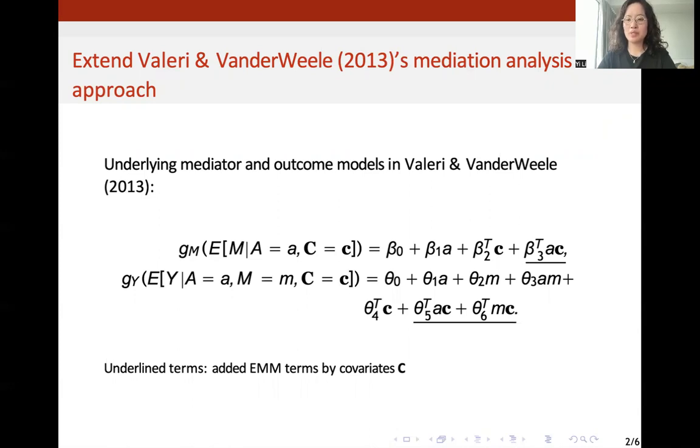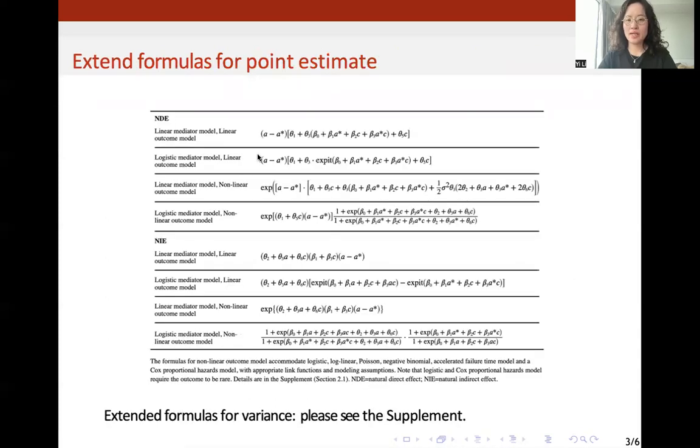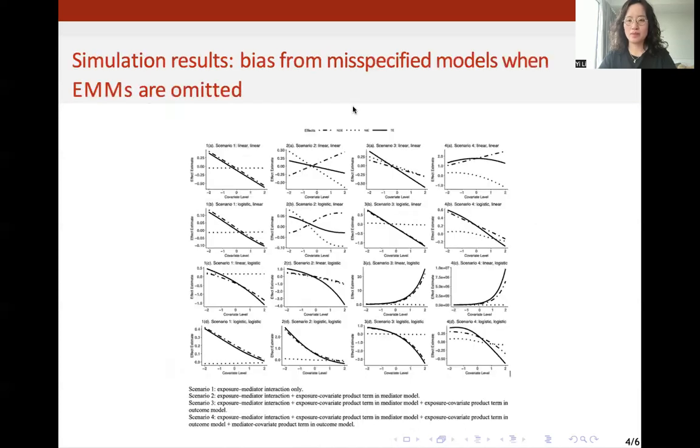Oftentimes, investigators may be interested in studying how certain covariates can modify NDE and NIE, and the proportion mediated. We extended VanderWeele and Vansteelandt's approach by including EMM terms. We derived formulas for both point estimates and the variance, for total effect, NDE, NIE, and proportion mediated. We discussed when conditional NDE and NIE estimates at the mean covariate level coincide with the marginal effect estimates and when they are constant across covariates.